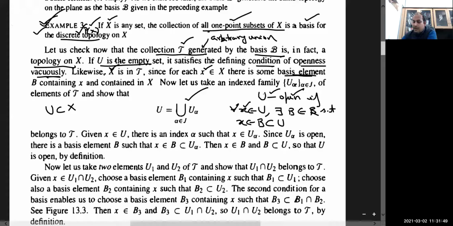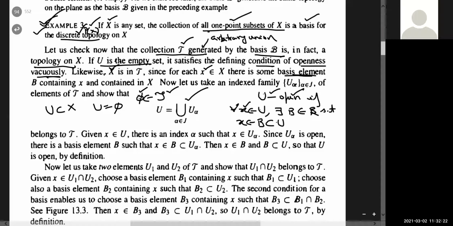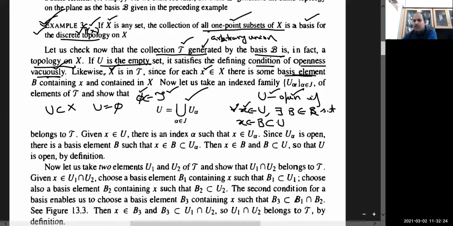Now look, phi is open. Why? Phi is open and will belong to T. Suppose U is equal to the empty set. Then the claim is that phi will belong to T. Why? See, the members of a topology are open sets. Because there is no element x. अगर कोई ऐसा element होता जो ये definition fail कर जाता, then we would say that U is not open. Since there is no element in phi which fails this condition, therefore phi satisfies the defining condition of openness vacuously. Phi is trivially an open set.